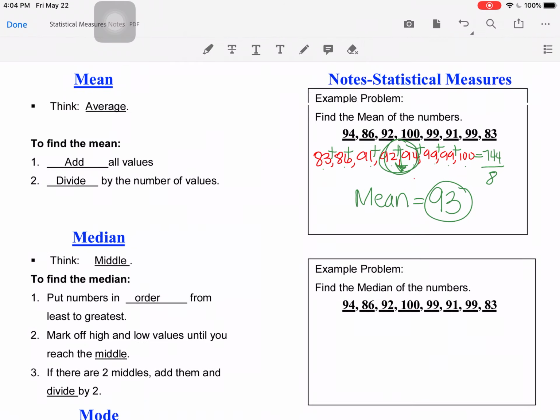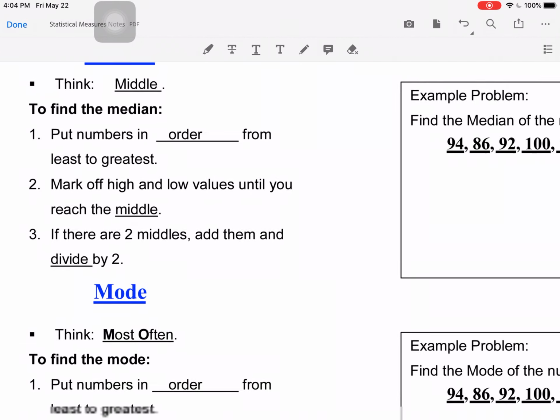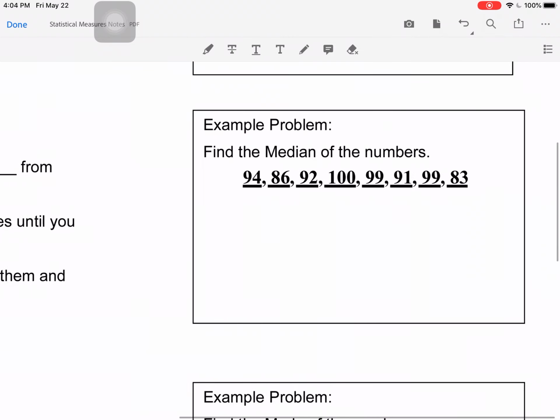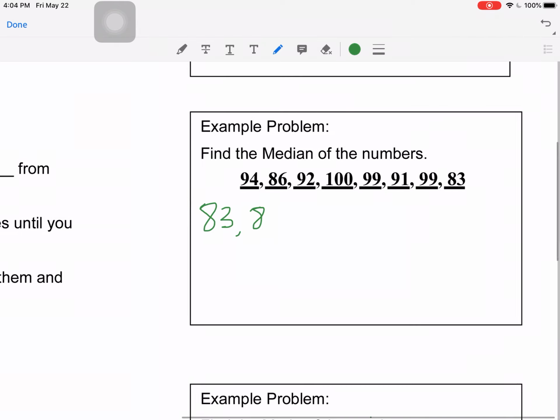All right, the next one is the median. The median is the middle. So we're looking for the middle number, the number that's in the middle of our data, the center of our data. To find the median, we put the numbers in order from least to greatest. We mark off high and low values until we reach the middle. If there are two middles, then we add them and divide by 2. So the first thing we want to do is put our numbers in order from least to greatest. And we have the same data set from the first problem.